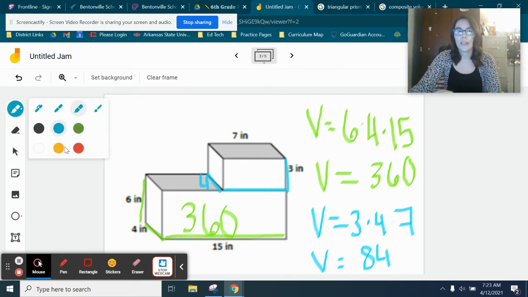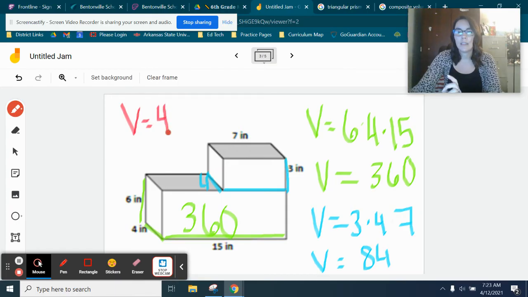So then our final thing is just to put those two together. So our final volume would be 444 inches, because they gave us inches, cubed. Okay, we wouldn't write units because they labeled it in inches.